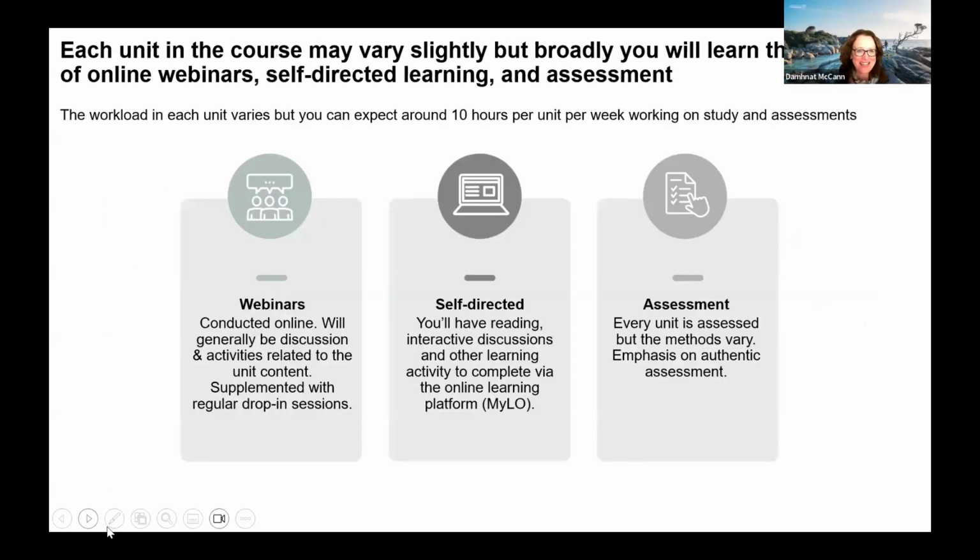Thank you. So how are you going to do your learning? The workload in each unit varies. You can expect around 10 hours per week, per unit, working on study and assessment. So it is a significant time commitment to really be successful.